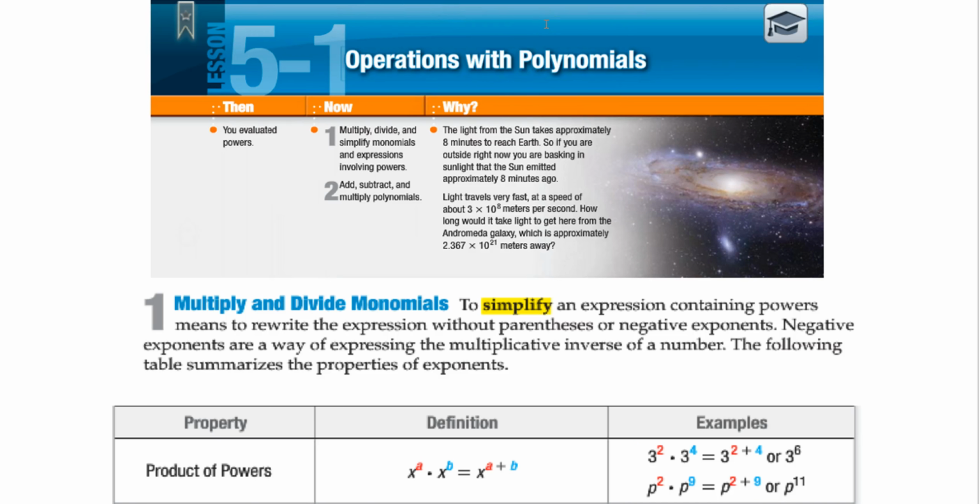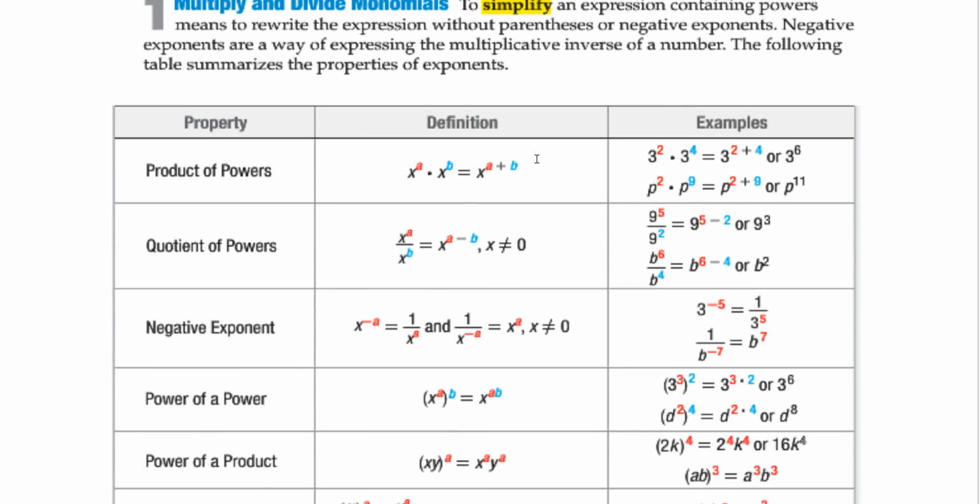5.1 Operations of Polynomials. This lesson is really all about powers and all the rules of powers, how to simplify powers. So let's go over some. So the product rule, product of powers. We should know that, right, if you multiply two things of the same base, you just add the powers. Like they do here, 3 squared times 3 to the 4th is just 3 to the 6th. Or b squared times b to the 9th is just b to the 11th.